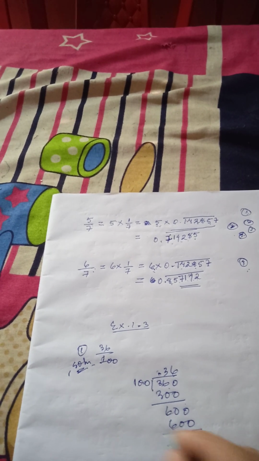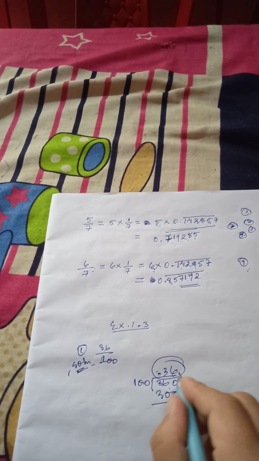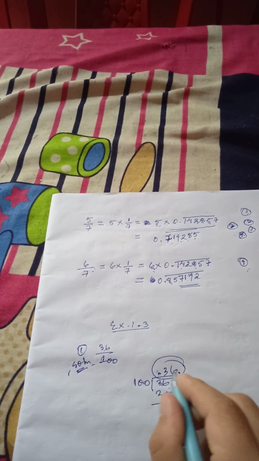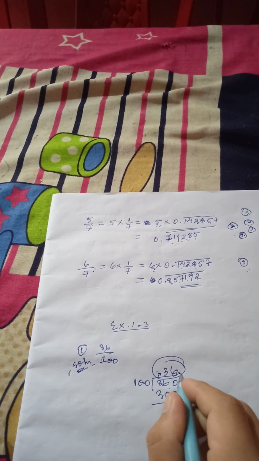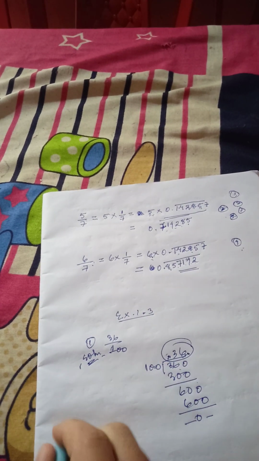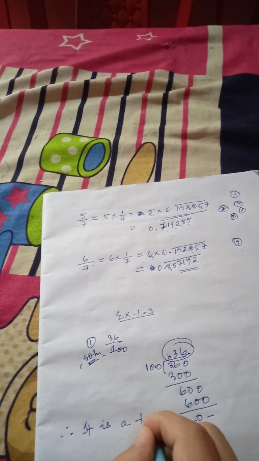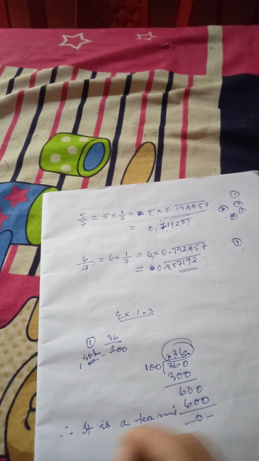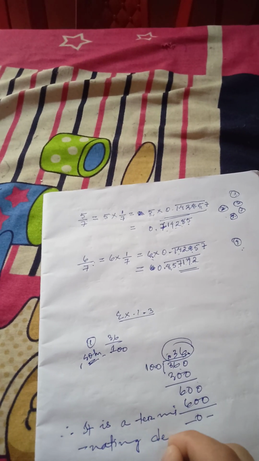Here the remainder is 0, so that means the decimal expansion that we get terminates at this digit. This kind of decimal expansion that terminates is known as a terminating decimal expansion. Therefore it is a terminating decimal expansion.